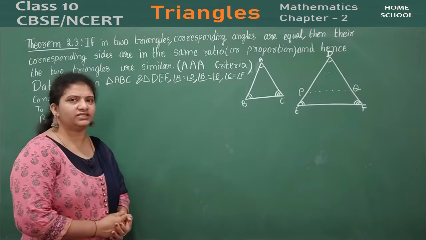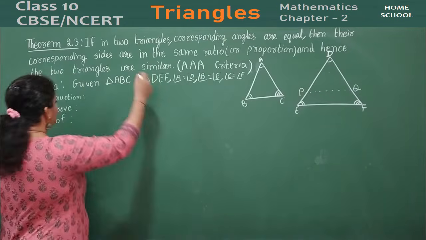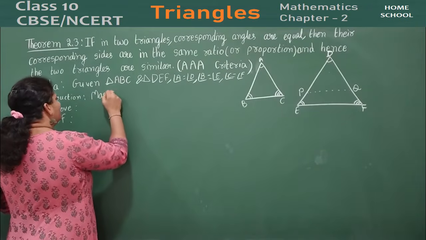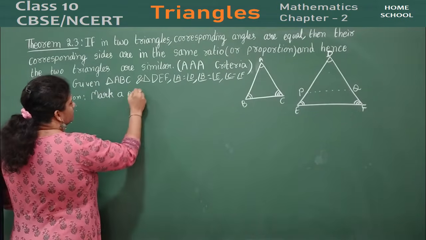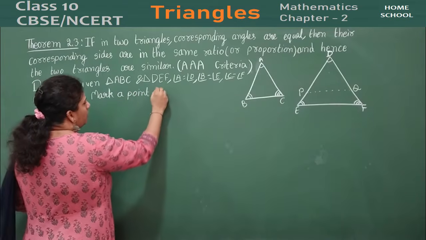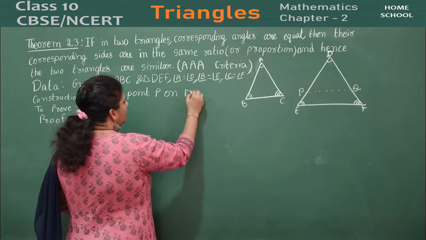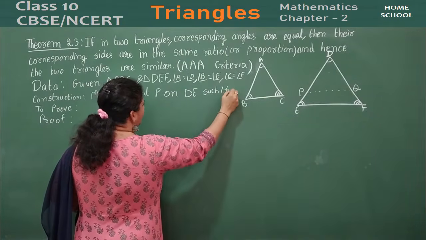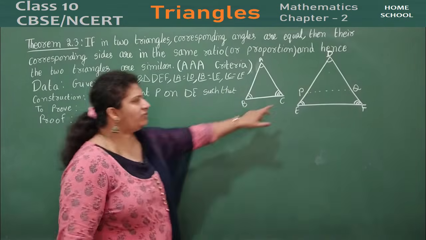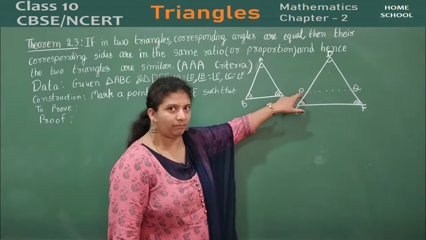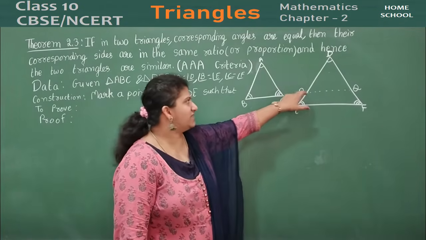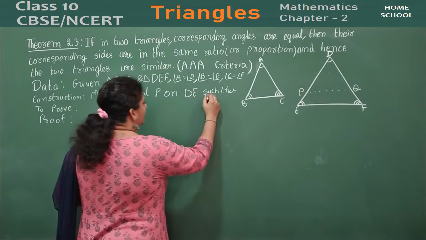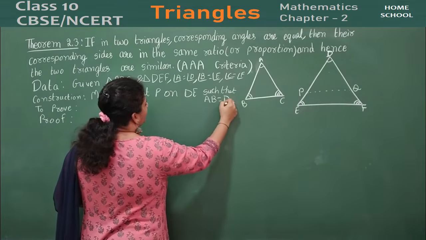Did we do any construction? Yes, we have done. What is that construction here, children? Mark a point P on DE such that, how you need to mark? You have to mark a point on this triangle P. How you need to mark? Such that this length must be equal to this length. That is, AB is equal to DP.